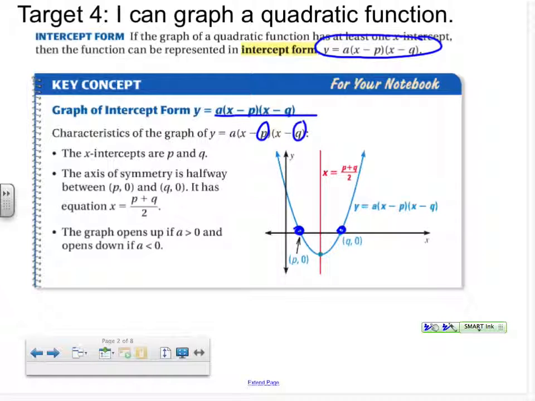Another nice thing about intercept form, remember that all parabolas have symmetry, so we know that halfway between the two intercepts, we're going to find our axis of symmetry. So in order to find the axis of symmetry, we average our intercepts. So we can tell our intercepts real quickly just by glancing, and then we can calculate the axis of symmetry. Then once we know the axis of symmetry, we can find the vertex by simply substituting the axis of symmetry into our equation. So let's look at a few examples here.